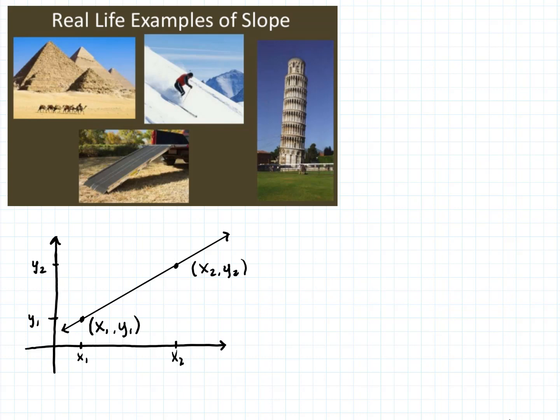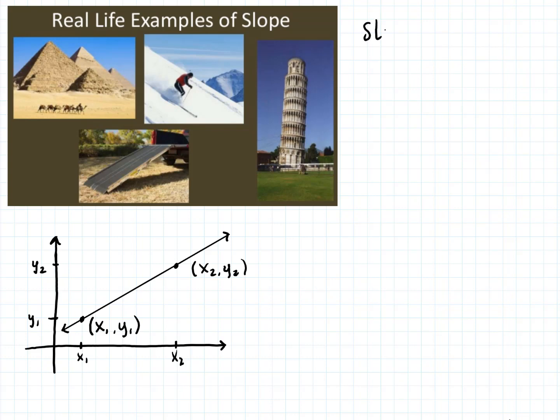And so just here's a little picture of some examples of slope. Just to remind us, slope is a representation of the steepness of a line. So we've got the pyramids and someone skiing and the Leaning Tower of Pisa and actually a ramp up onto a truck. These all represent slopes. These all have a slope to the slant in the examples. So just as a reminder, again, we've looked at slope before.